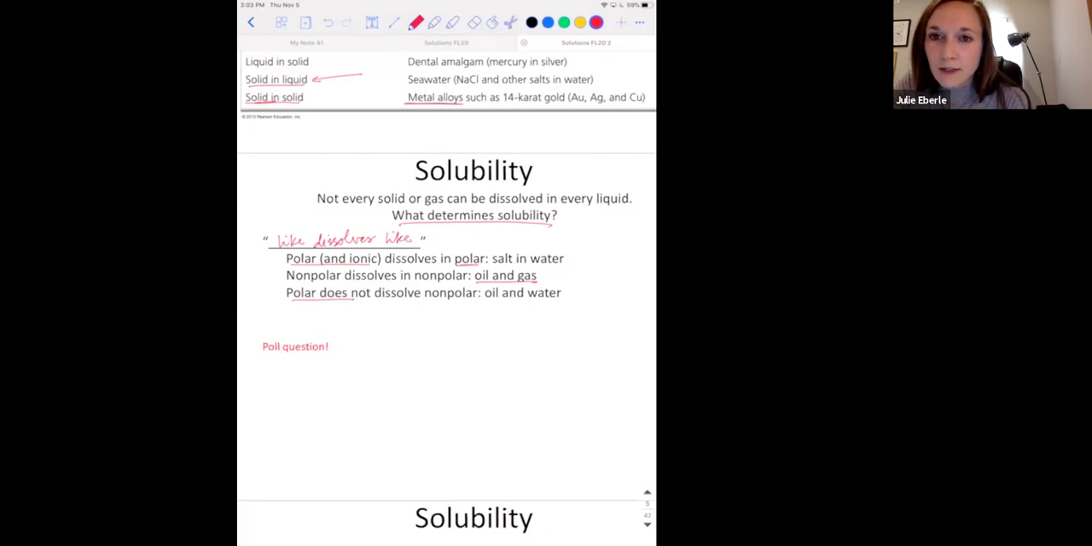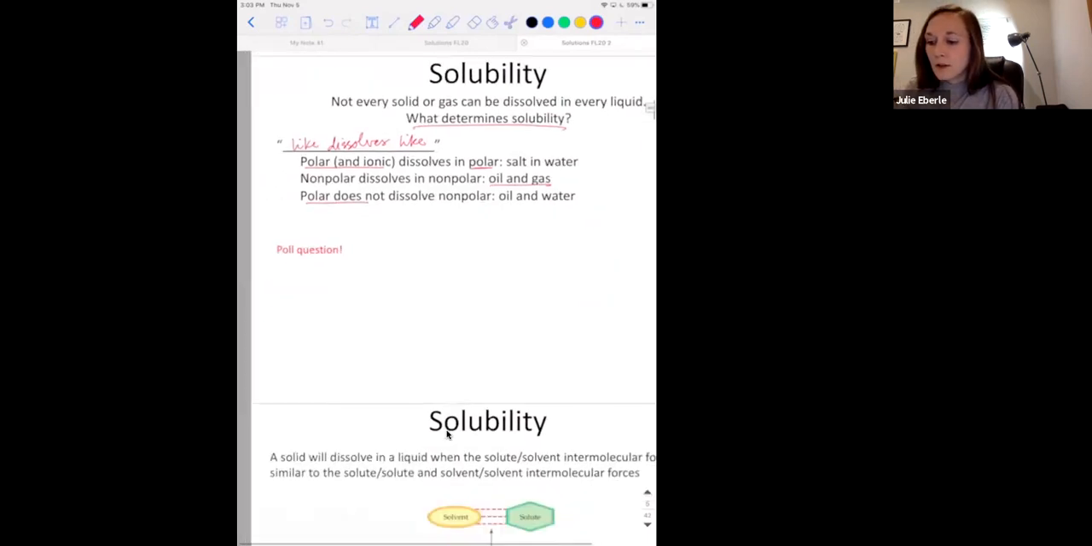Again, C2H6 is just carbons and hydrogens, so that's non-polar as well. So the only one that would dissolve is NaCl. Any questions on that? Remember, sodium cations, chloride anions. Okay. Stop sharing. All right, good.